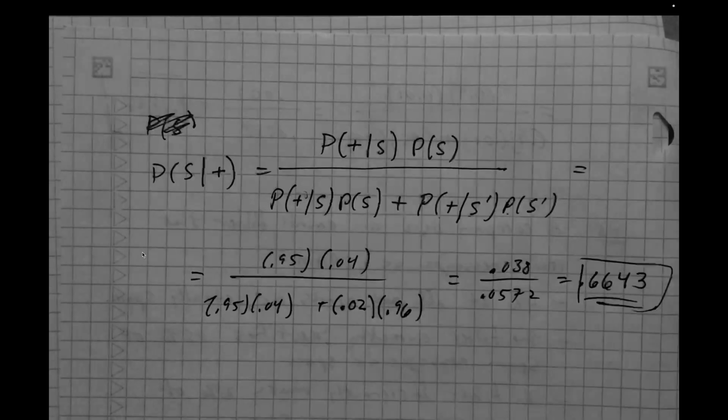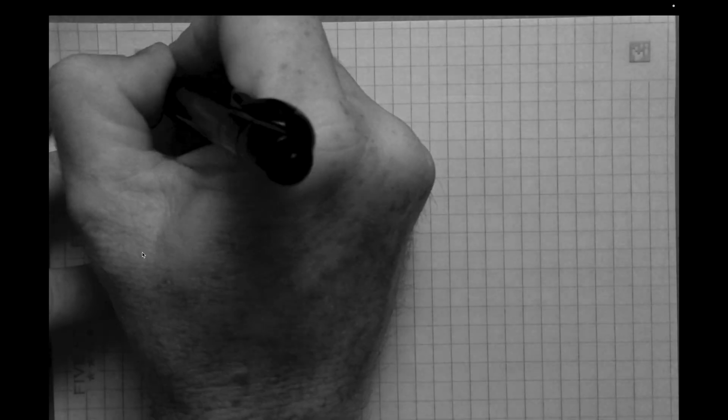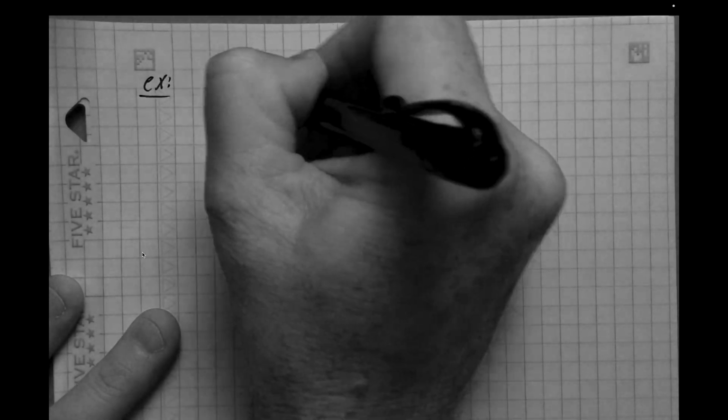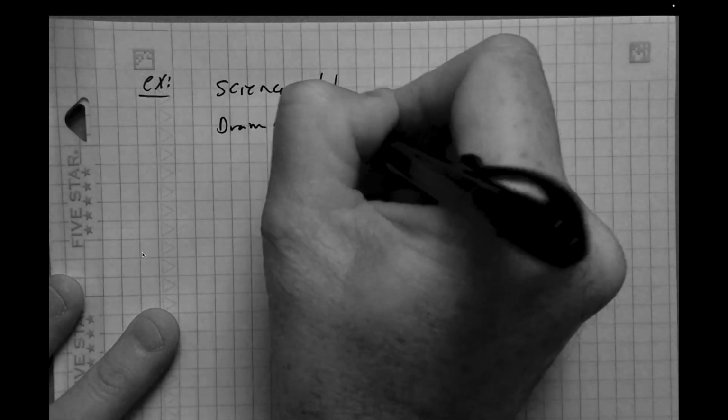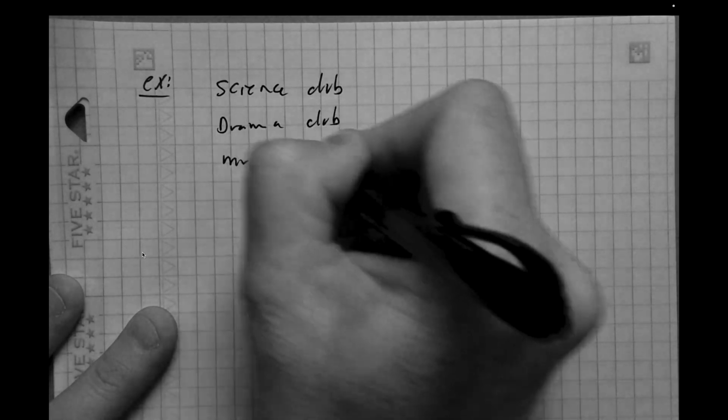Okay, we'll just do one more example. This one is extremely wordy, so I'm going to write out the facts as we read through it. A high school has 3 clubs: science, drama, and music. You've got the science club, the drama club, and the music club.